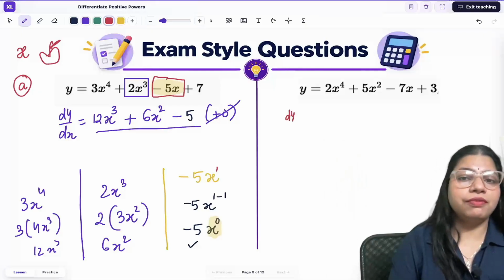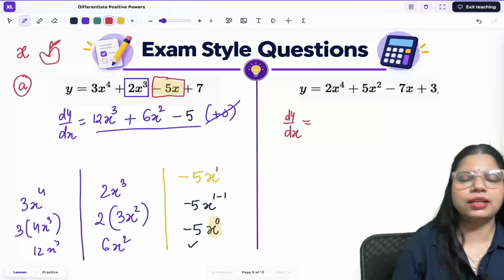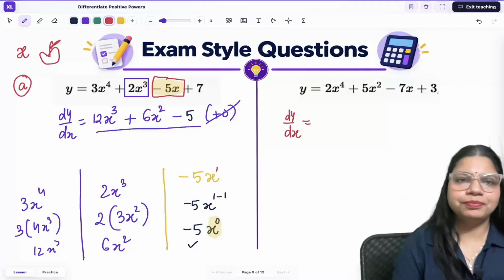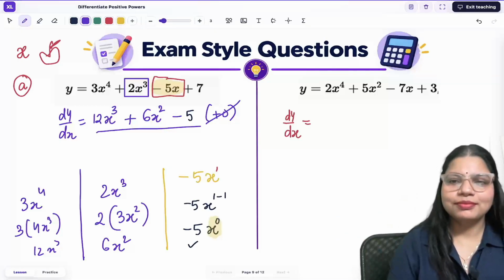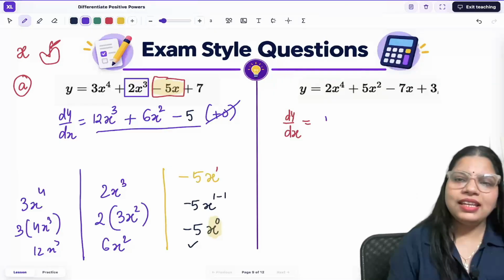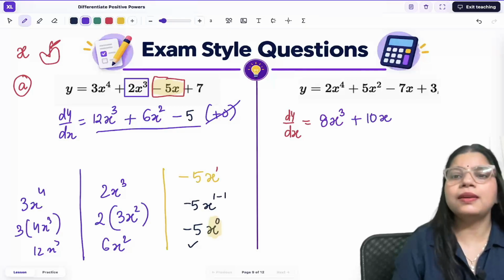Now let's try this. I'll keep myself very quiet and you have to just pause the video, think about the question and come back. Look at the answer and just appreciate yourself if you get it correct. So we're going to be getting 8x cubed plus 10x only minus 7. And that's my final answer.